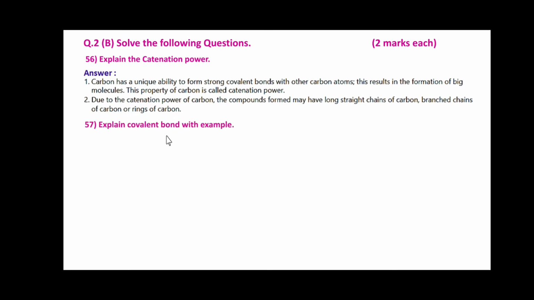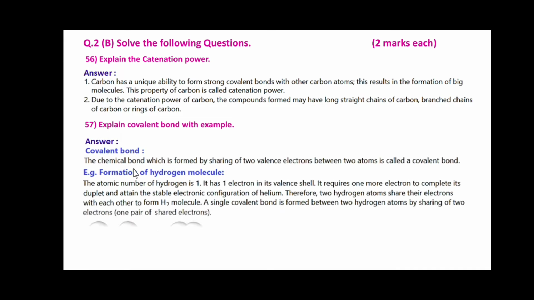Explain covalent bond with example. Covalent bond: the chemical bond which is formed by sharing of two valence electrons between two atoms is called the covalent bond. Formation of the hydrogen molecule is an example of this. The atomic number of hydrogen is 1. It has 1 electron in its valence shell. It requires 1 more electron to complete its duplet and attain the stable electronic configuration of helium.